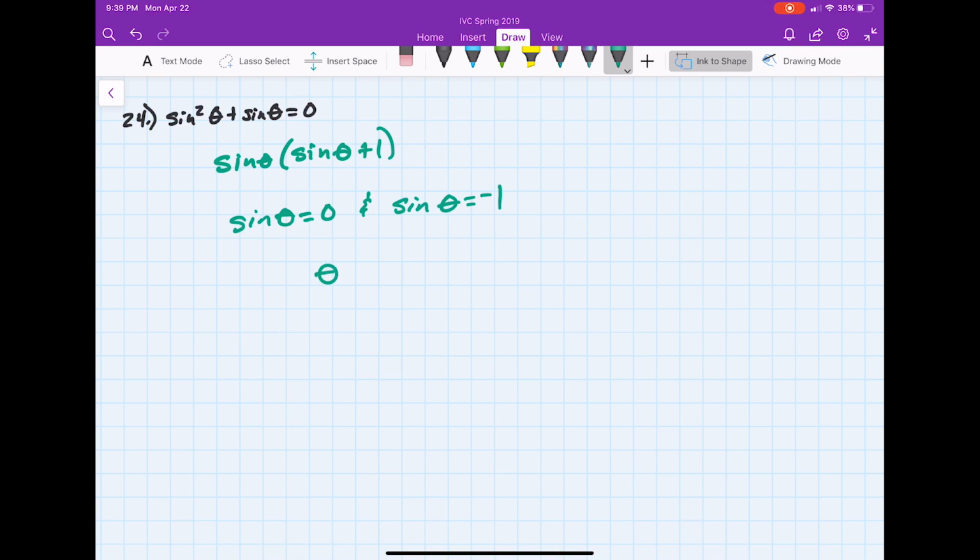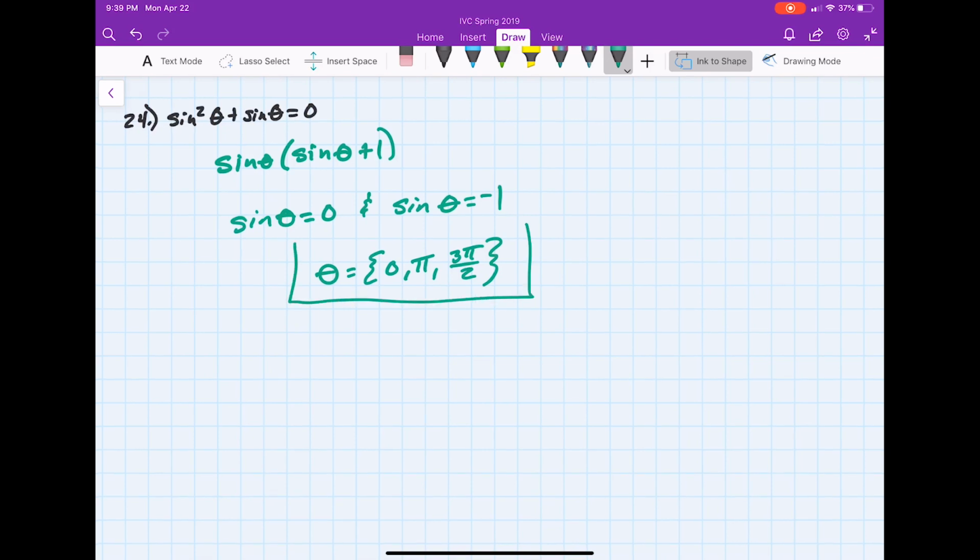So when does that happen? Well, theta would be equal to 0 and pi. That happens, that makes sine 0. And then when it's -1 is only at 3 pi over 2. So pretty quick and easy one right there. Hope that one's on the test.